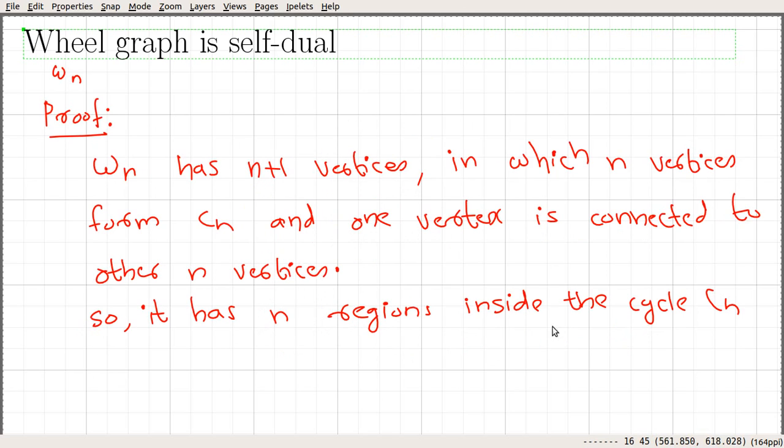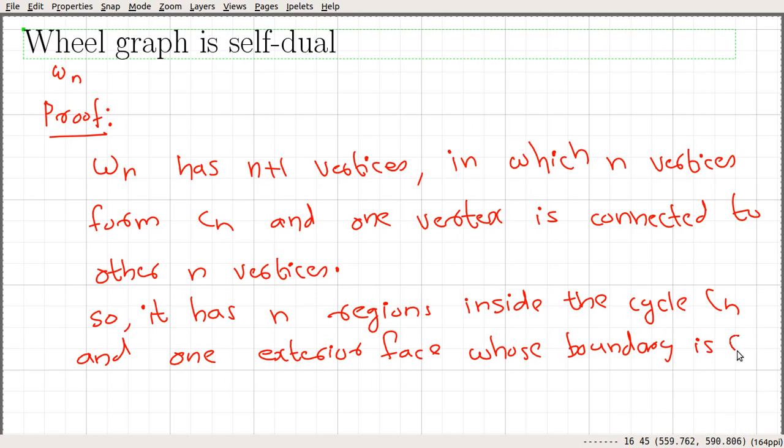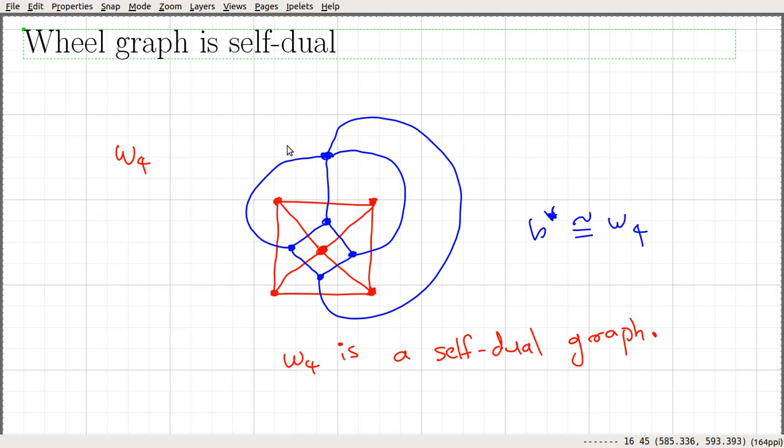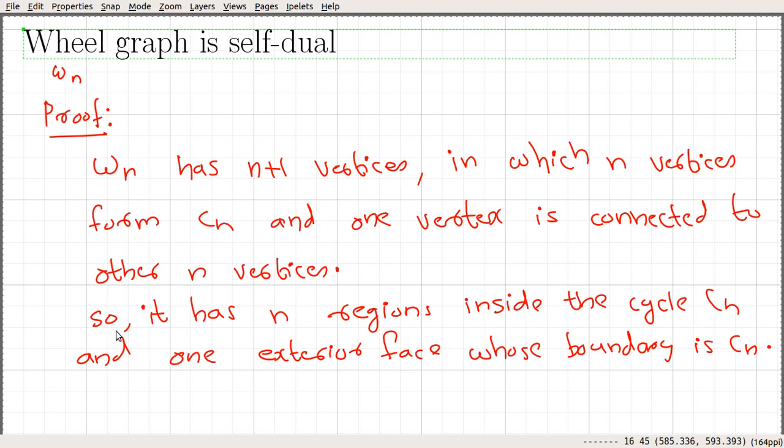So it has n regions inside the cycle Cn and one exterior face whose boundary is Cn. That's what we saw here. If you consider this exterior region, the boundary is this C4. That's what we saw in that case, and that is true for Wn also. So it has n regions inside the cycle Cn and one exterior face whose boundary is Cn.